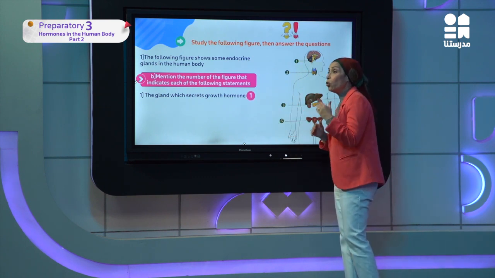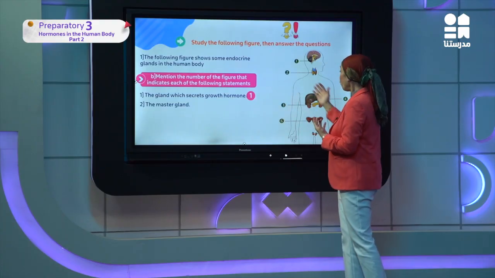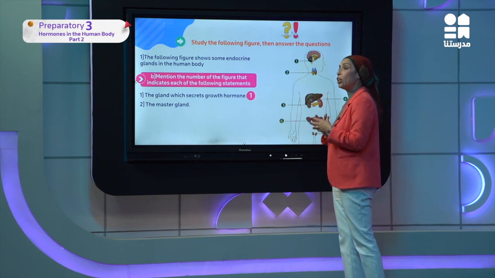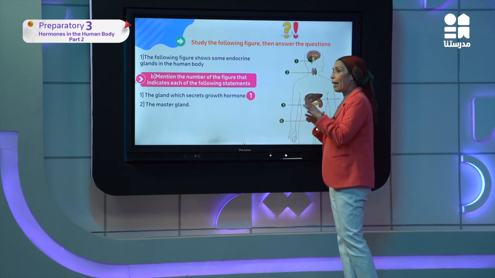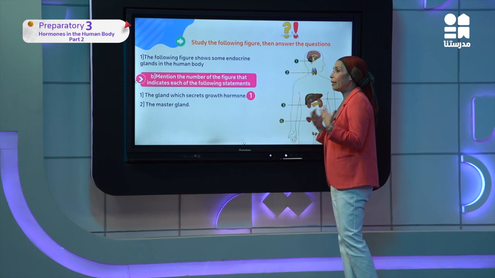Of course, if I don't know the gland, I won't know any numbering or be able to put anything. So this is a 2-in-1 question that tests whether I know the name of the gland and its function, and relate the number to the situation or location of the gland. So it's a very important question. Statement number 2: which one of those numbers is considered the master gland? Ask yourself which one is the master gland, and answer right away.